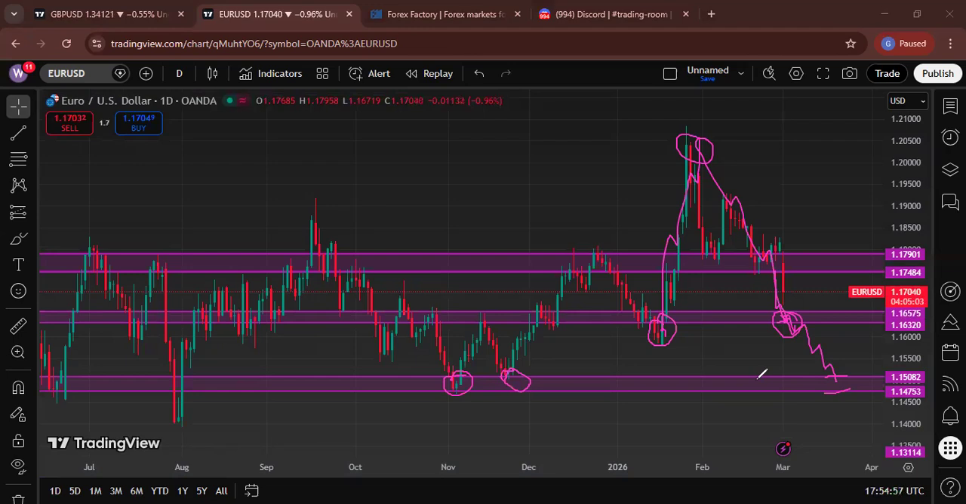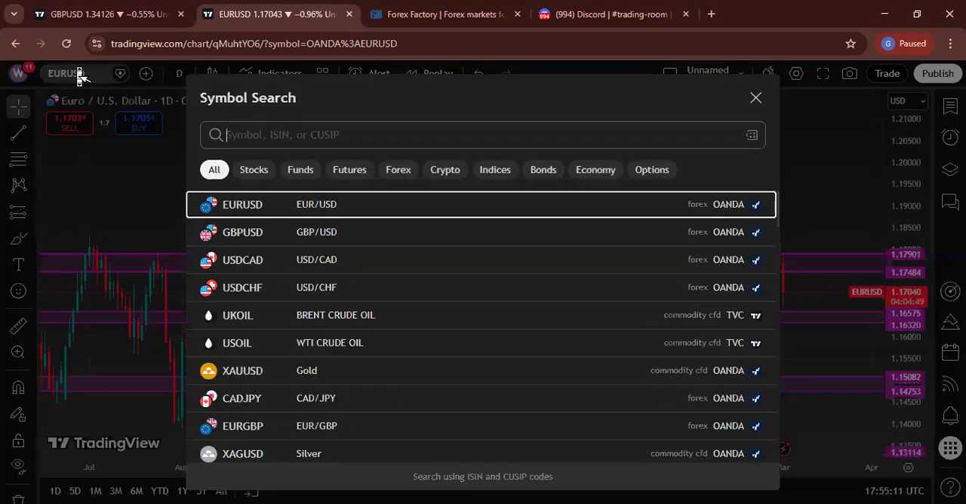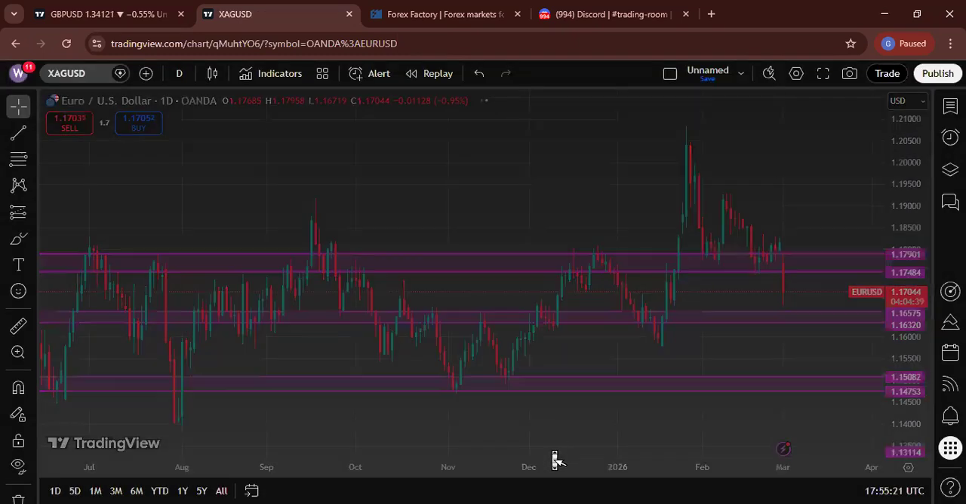That is what you have on Euro USD. Then let me have a look at others. I've looked at USDCAD and USDCHF. This is gold. We've looked at US oil and UK oil. So let's look at silver.